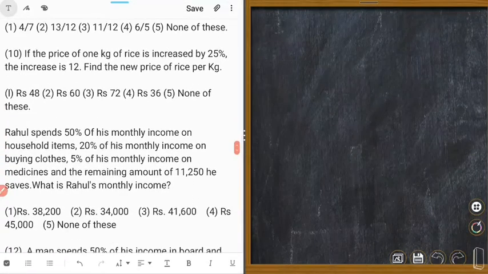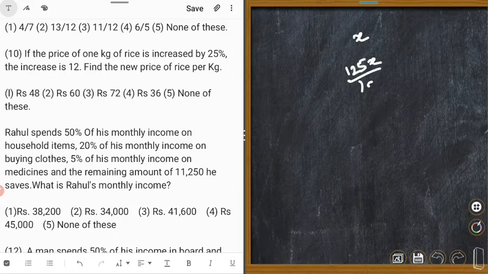Next one is, if the price of 1 kg of rice is increased by 25%, the increase is 12. Find the new price of the rice. Suppose the initial price per kg is x. It is increased by how many percent? 25%. That means when the price is 100, the new price is 125. When x, that is 125x upon 100. This new price is yours. Could you understand?